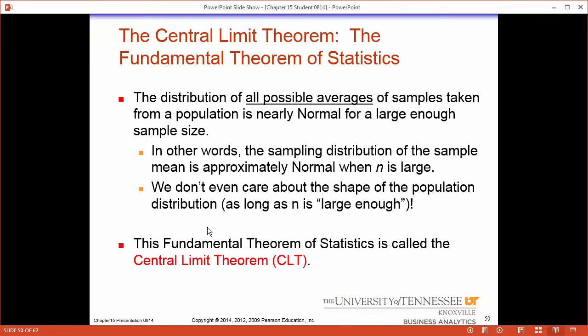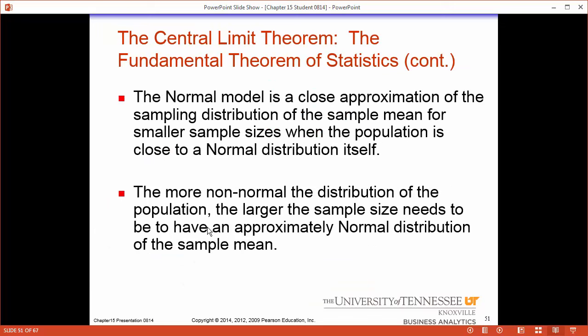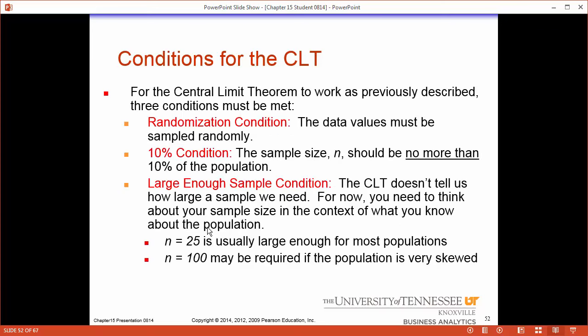So going over here, let's look at the fundamental theorem. What we need to understand is that this is an approximation of the normal. We will need to have a large enough sample size. I can't reiterate that enough. We have the same sort of conditions again: random, 10%. We've talked about those a lot. Same conditions right here. But we have a large enough condition.